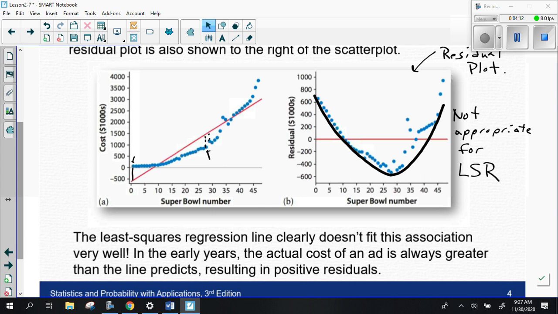You're always going to have some weird prediction. In other words, all of the predictions for these particular values are always going to be higher than the actual values. So we also wouldn't want to use it for that reason. But the main thing that I'd like you to look for is this curved relationship on the residual plot.